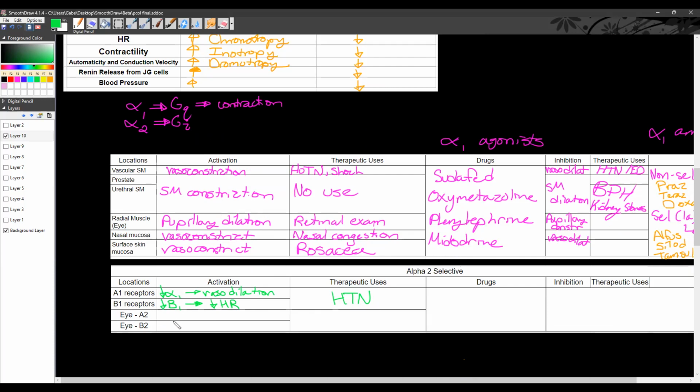Same thing here. By turning on alpha 2, we're going to be turning down aqueous humor production. And by turning off beta 2, we're also going to be turning down aqueous humor production. So 2 different ways of doing it, and the therapeutic use would be glaucoma. So we have a couple of drugs. Does anybody remember one of the drugs that we use?